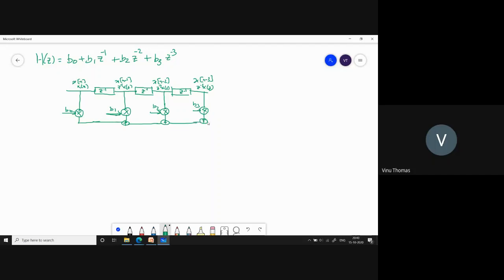This is an adder. So this I can write as y of n. This is what we call the block diagram representation of the filter. Now there is a simpler form to represent this filter, which is known as the signal flow graph representation.